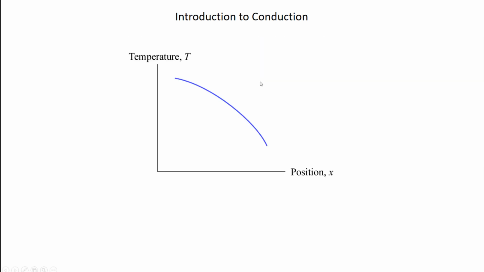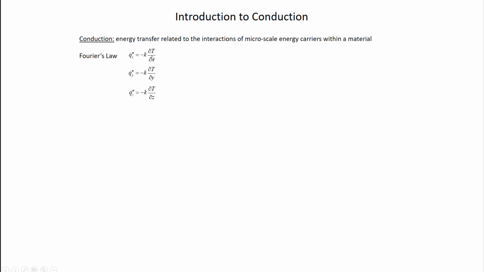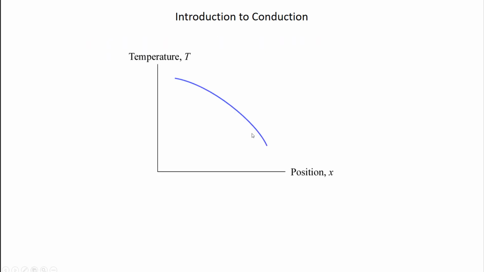So let's imagine a material, and here's the temperature distribution in that material. Here's temperature as a function of position, and you can see the temperature is not constant. The temperature is dropping as we move in the x direction. According to Fourier's law, here we have minus k dT/dx. In this particular situation, if dT/dx is negative, the minus k dT/dx is positive.